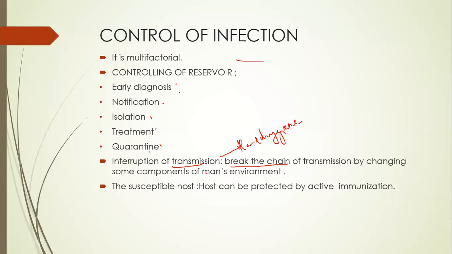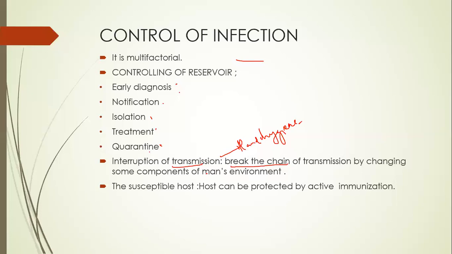Susceptible host, or people who have a chance of getting infection. Let me take the COVID-19 example here too, because above 60 years of age or children less than 10 years of age, they are at higher risk for getting infection. So we should protect that kind of risk group people.